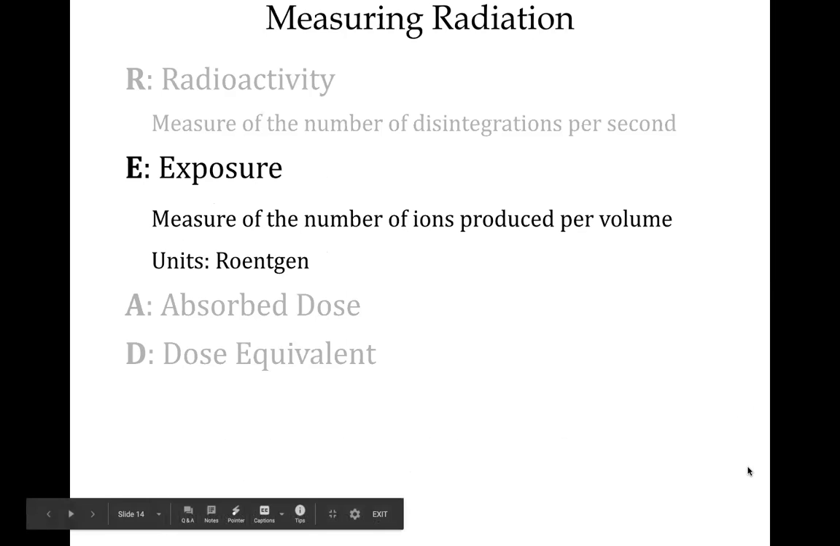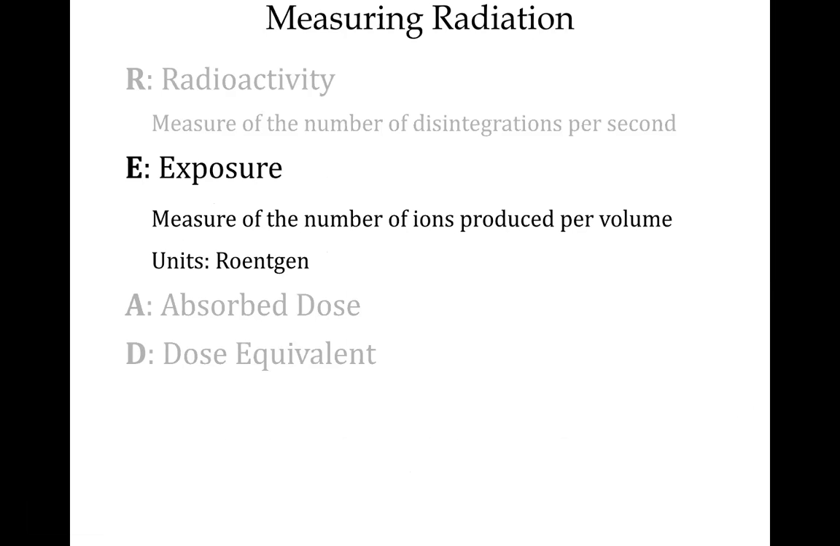Exposure is the number of ions produced per volume. So the number of ions produced per volume. It's different, right? It's not disintegrations per second, it's ions per a given amount, not of time but of mass. And the unit we use for that is the Roentgen.